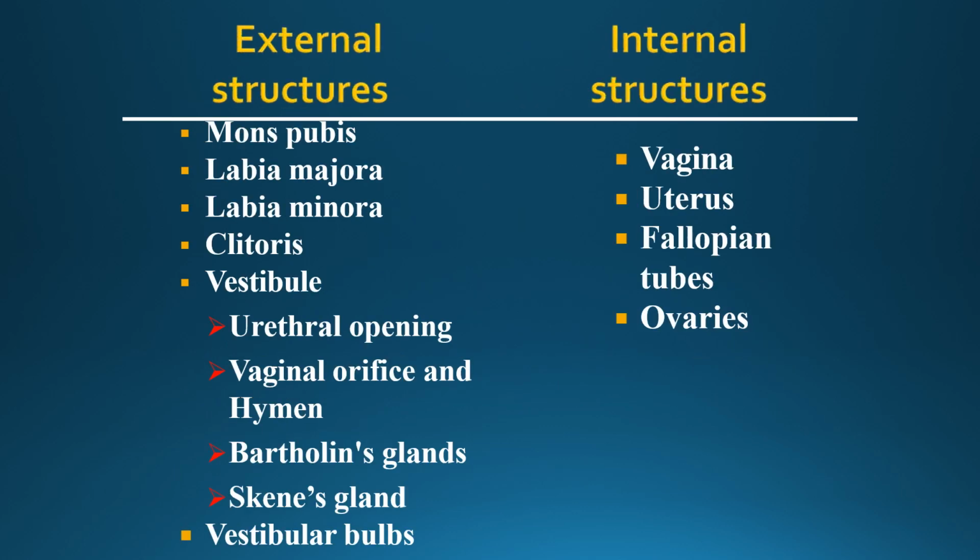The external structures are: mons pubis, labia majora, labia minora, clitoris, vestibule containing the urethral opening, vaginal orifice and hymen, Bartholin's glands and Skene's glands, and the vestibular bulbs. And the internal structures are vagina, uterus, fallopian tubes, and ovaries.